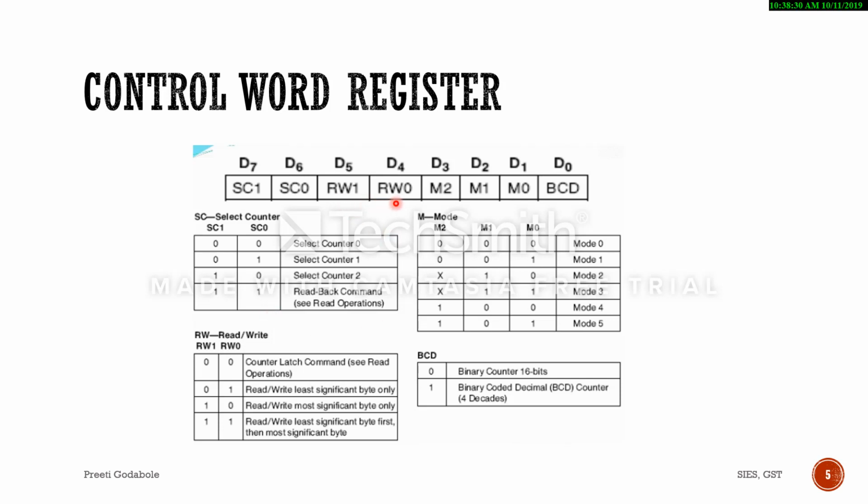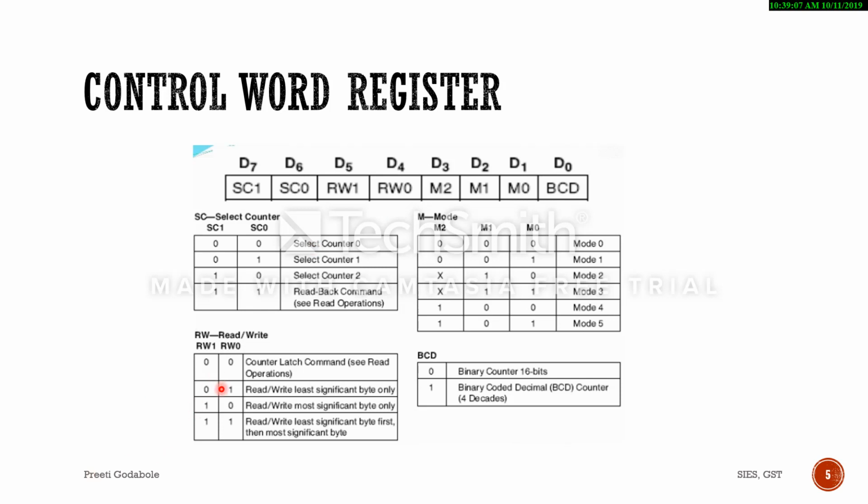The next 2 bits, that is RW1 and RW0, indicate the way the value of the count has to be loaded on the counters. 0, 0 indicates we are going to latch the counter on the fly. Now, what is the meaning of latch the counter on the fly? This is one of the special features of 8253, using which we can look at the status of the count, or we can look at the current value of the count without inhibiting or without stopping the countdown process.